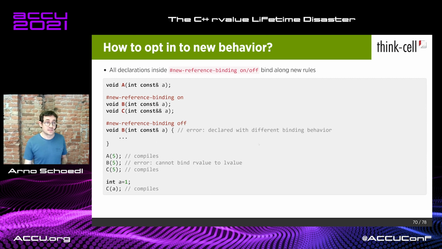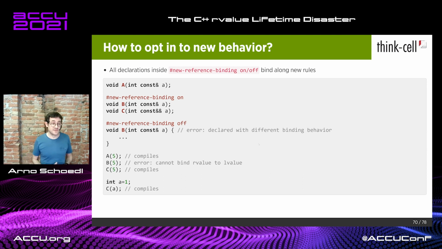Now, let's say with this pragma, you can opt in or out of the new binding rules. So the effect would be that if I'm declaring an A that takes an int const reference, and I switch on the binding rules and declare a B with an lvalue reference and a C with an rvalue reference, and I switch off the new binding rules again, I would suggest that if you then try to define the B that you declared in a different way, that will be an error. You're expecting the int const reference to bind in a particular way, and if you're not consistent in the declaration and the definition, that would, in my idea, be an error.